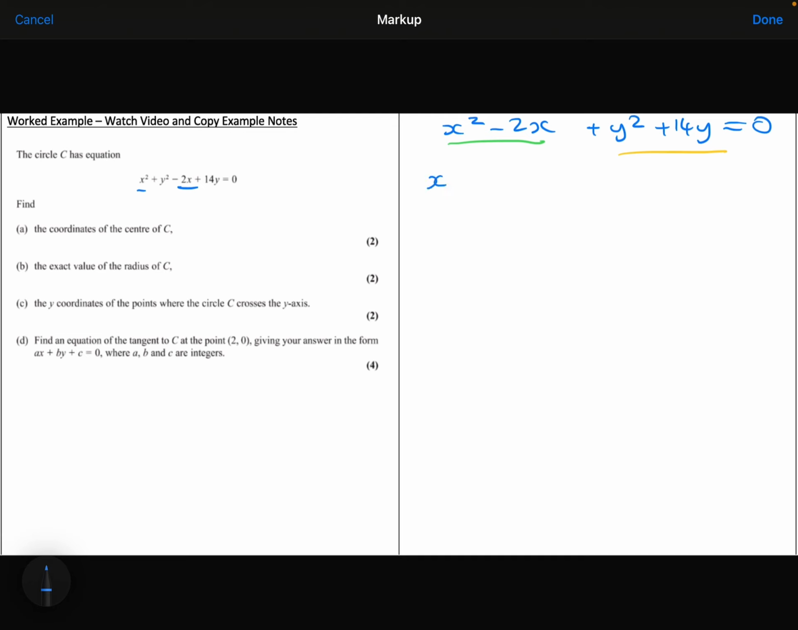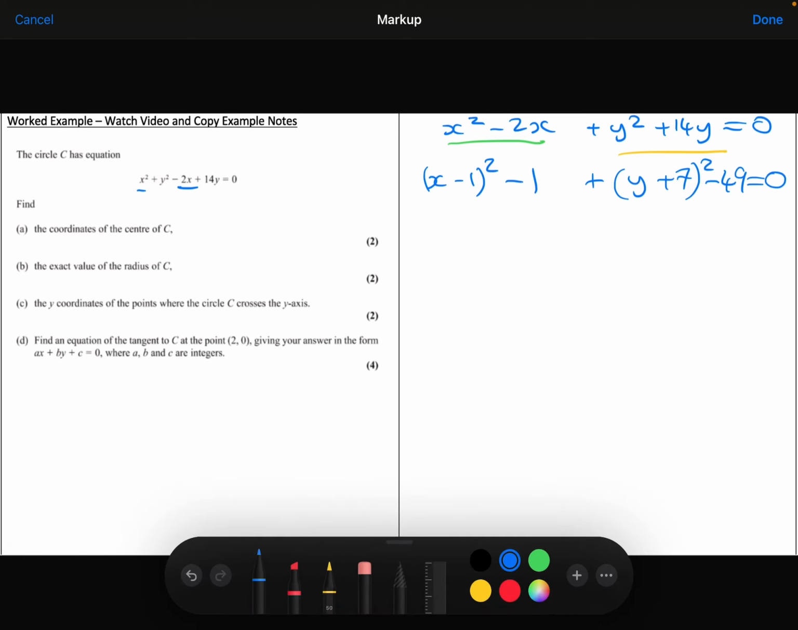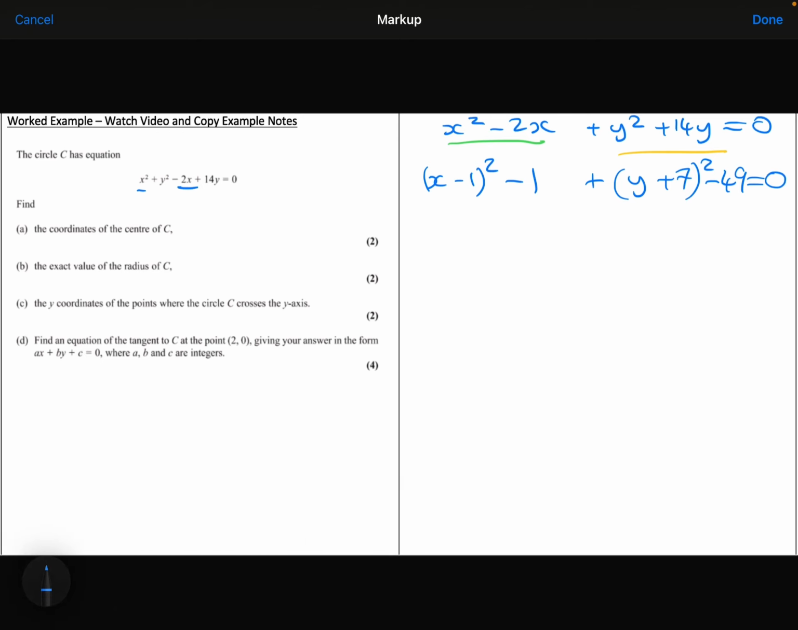So completing the square on the x parts, I'll get x minus 1 all squared minus 1 squared. Now the y part, I'll get y plus 7 all squared minus 7 squared. I'm now going to take the minus 1 and the minus 49 to the right-hand side. So the minus 1 and the minus 49 will turn into a plus 50 on the right-hand side.